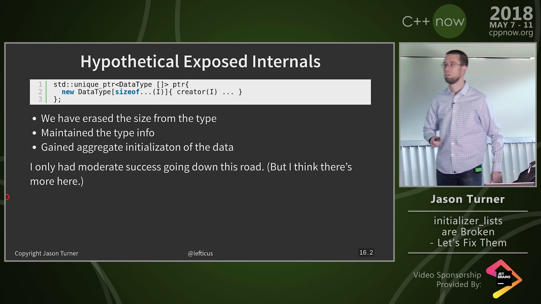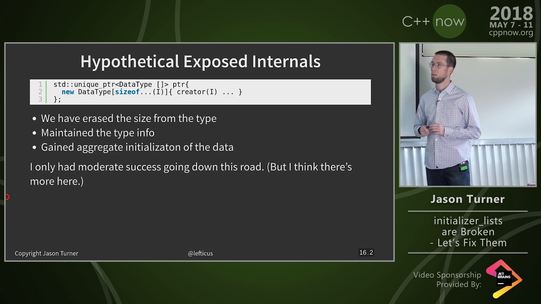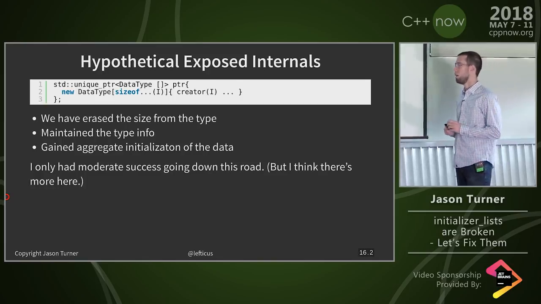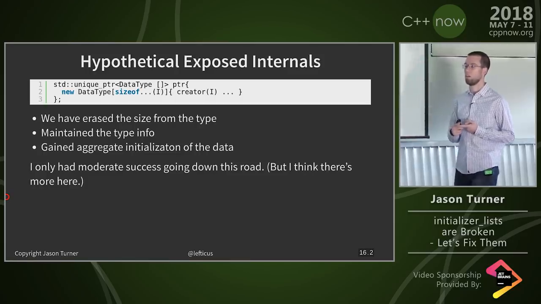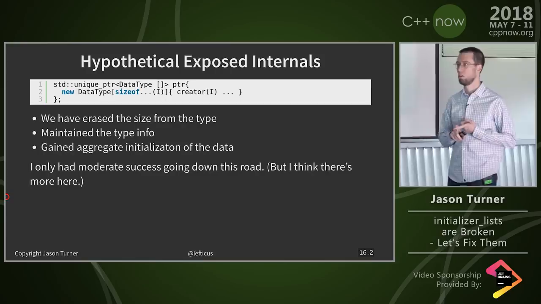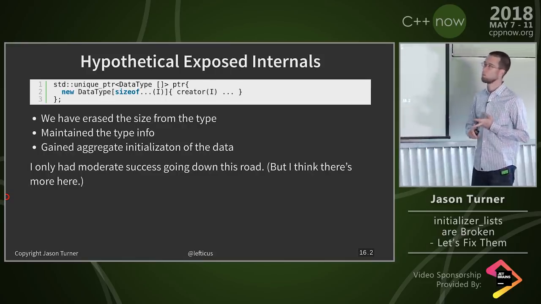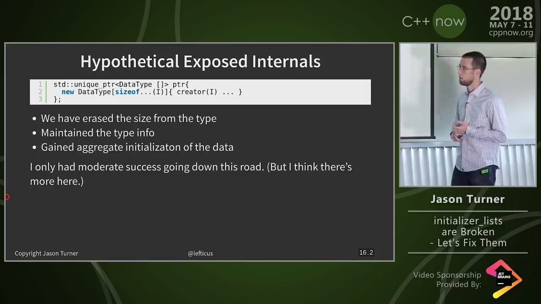To confirm, is it a unique pointer to the array that's the internal representation, or is it the array that we're pointing to, owned by the unique pointer, that is our internal representation? Let me repeat that. You said we're exposing the internals of this hypothetical container. Is the internal a unique pointer of data type array, or is it a pointer to data type that's an owning pointer?